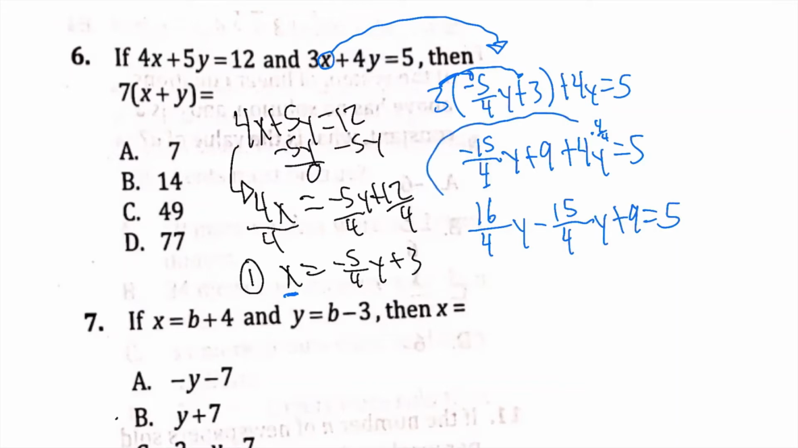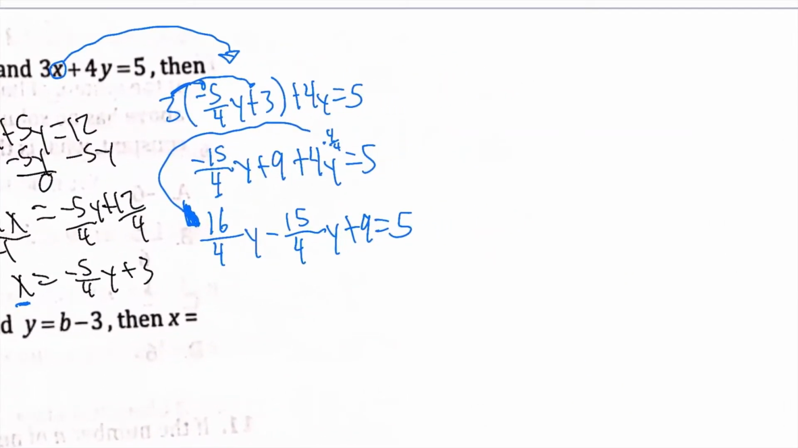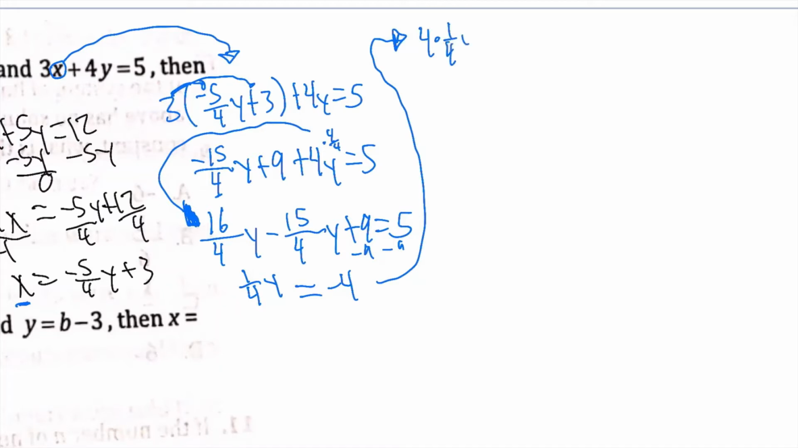So I just move this in the front over here. That's all I did. So 16 minus 15 is just 1, right? So I'm going to have a 1 over 4y, and then this minus 9 equals negative 4. Now I'm bringing it up here. So then I multiply 4 times 1 over 4y to both sides, and I'm left with, this cancels out, y equals negative 16.